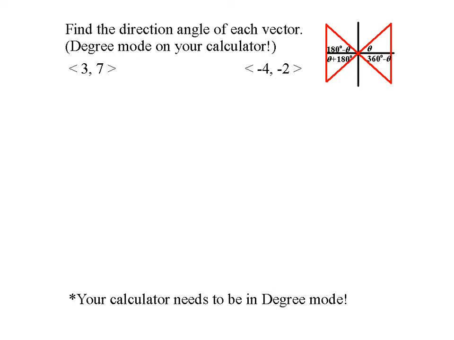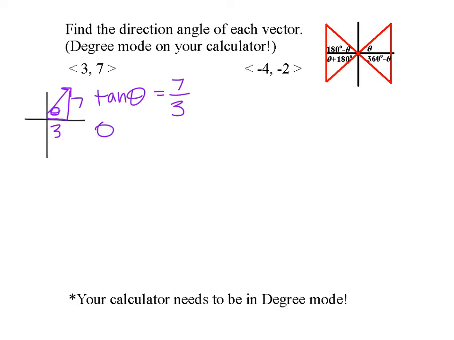All right, so find the direction angle of each vector. Make sure your calculator is in degree mode, like I said at the beginning. So first, it's helpful to sketch a diagram so you can see what quadrant our vector is in. So we are looking here at 3, 7. So over 3, up 7, we're in quadrant 1. Okay, now our angle here is going to be right there at the origin, theta. So to get theta, we have the opposite and the adjacent side, the 7 and the 3. So we're just going to use tangent theta equals opposite 7 over adjacent 3.